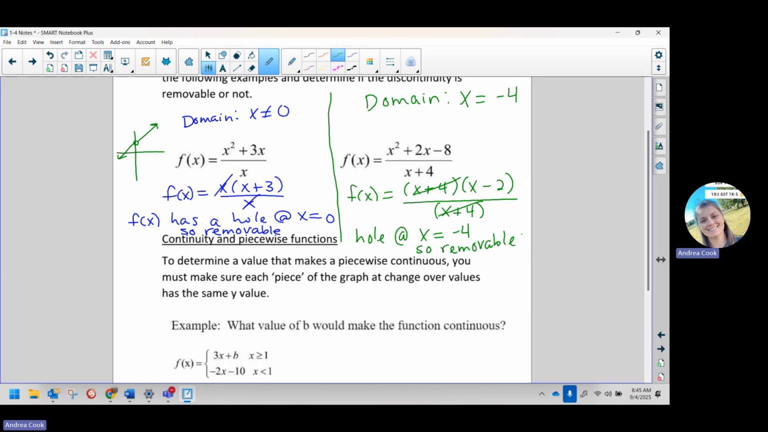So again, what's left is an x minus 2. So that starts at -2 and has a slope of 1. But at -4, there's going to be a hole. Okay, so what is left after you factor it is what the graph looks like. But there still is that restriction in the domain. So there is still a hole there.